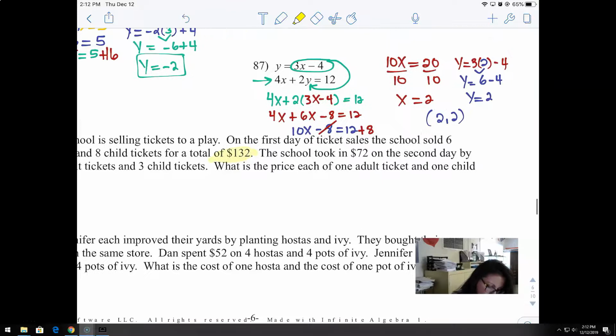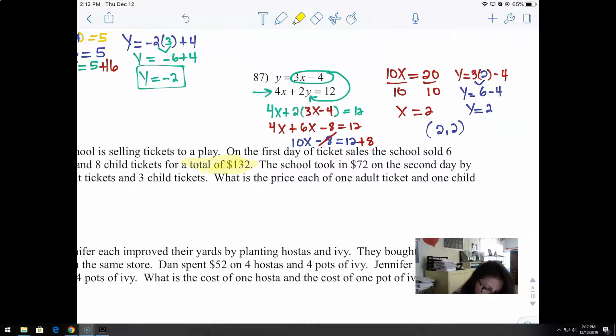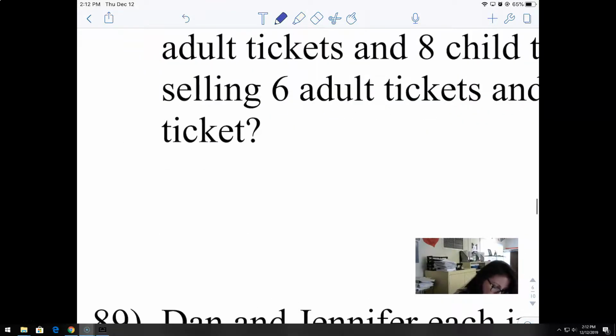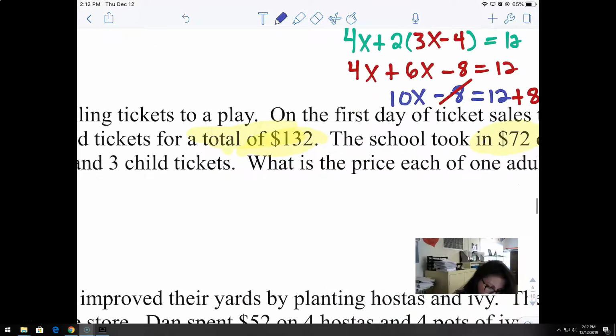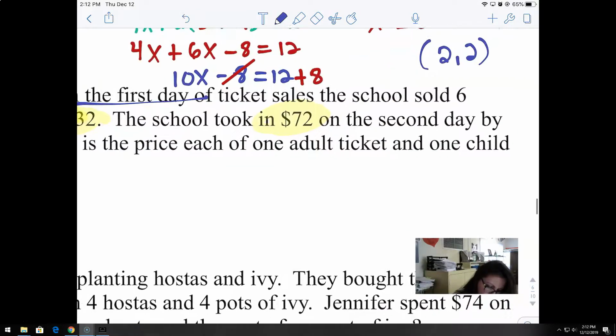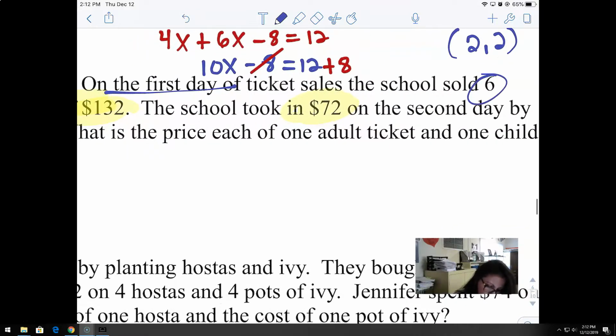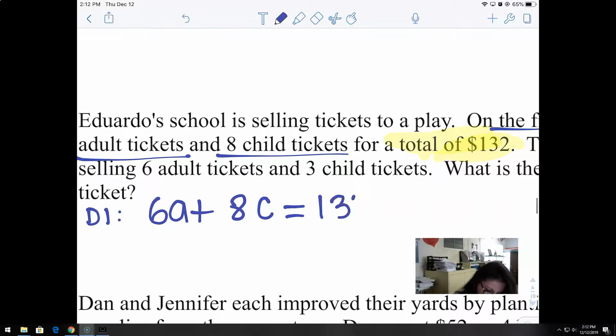So I noticed that they gave me a total of $132 on the first day, and then on the second day, they took in a total of $72. So the way I'm going to set these up is I'm going to say on day 1, Eduardo's school sold 6 adult tickets plus 8 child tickets for a total of $132.